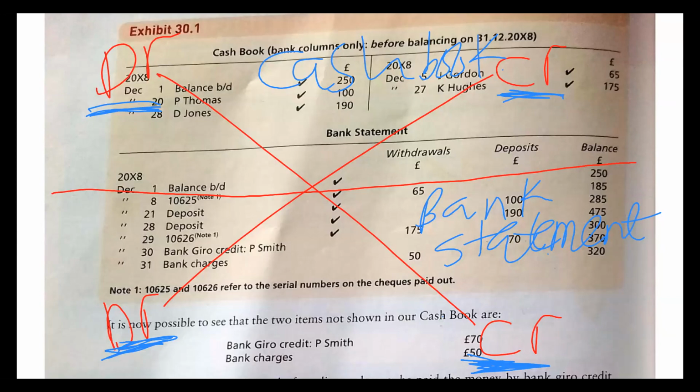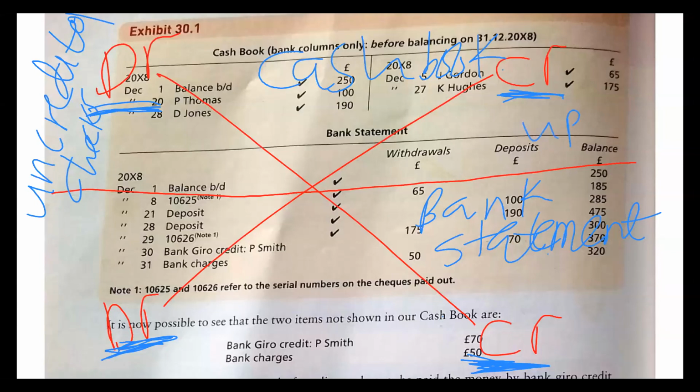On the debit side, here you have what you call uncredited. Uncredited checks. This is where you locate them. Then the unpresented checks are on the credit side here. Unpresented what? Unpresented checks. Is that clear? So where do you find the uncredited checks? The uncredited checks are found on the debit side here of the cash book. And on the credit side, you find unpresented checks.